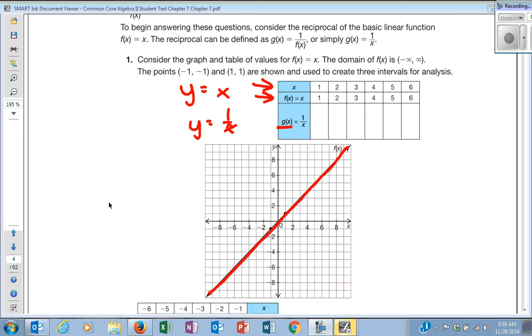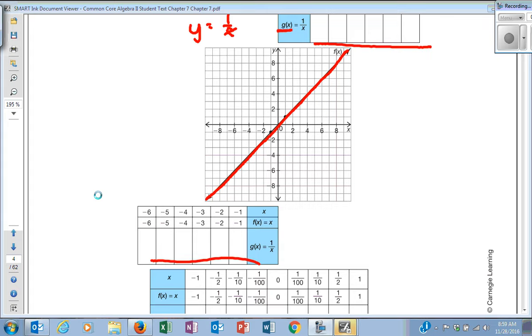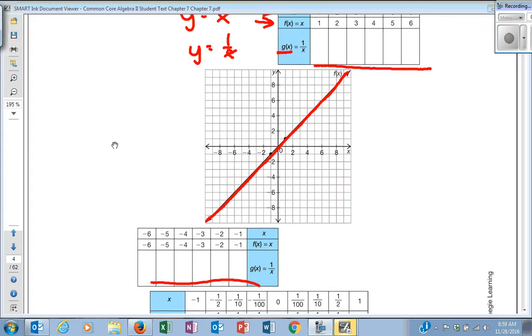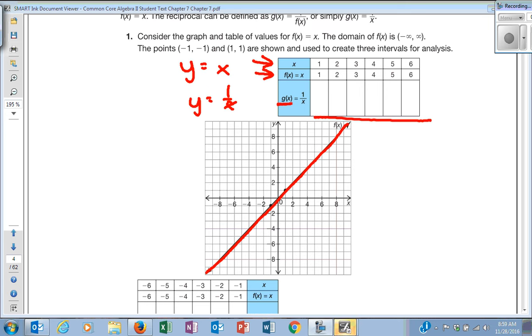And when we go to the other page, they're going to fill this all in, and we're also going to see some graphs of those, and it's going to be the reciprocal of this linear equation. So I'll fill this first one in and show you how they get it. They say, okay, g of x equals 1 over x. Well, what is my x value for this box? It's 1. So 1 over 1 is 1. So that's how they get a 1 there.